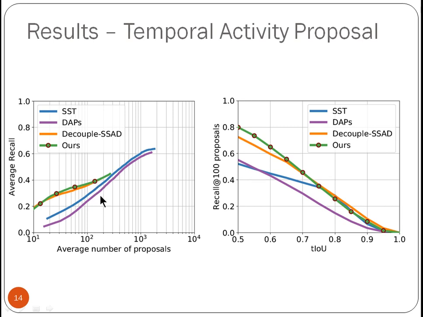contain activity proposals. And on the right, we plot recall for the top 100 predictions against the higher temporal IoU thresholds ranging from 0.5 to 1 to explain the boundary quality of the activity proposals. And we see that our proposed method outperforms other methods for most of the higher temporal IoU thresholds.